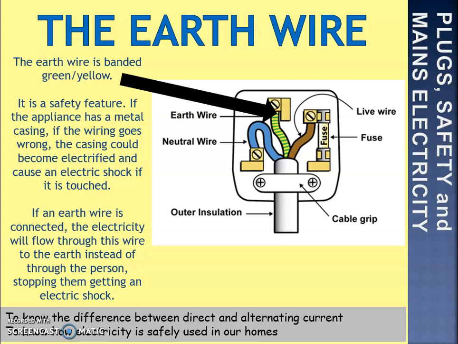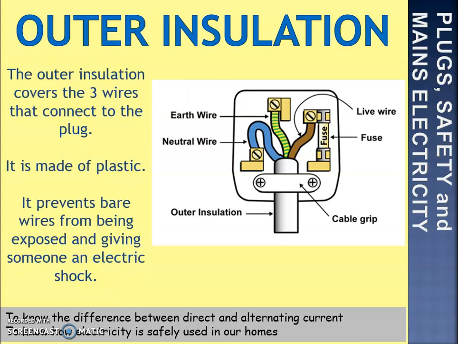If there's an earth wire connected, when you touch that, rather than flowing through you, the electricity would flow through the earth wire. The earth wire has got a much lower resistance than you have, so it would take a much larger current away. It would travel down, it would touch the earth, and then it would dissipate across the earth's surface. So instead of giving you the electric shock, the electricity flows through that earth wire, protecting you from any damage.